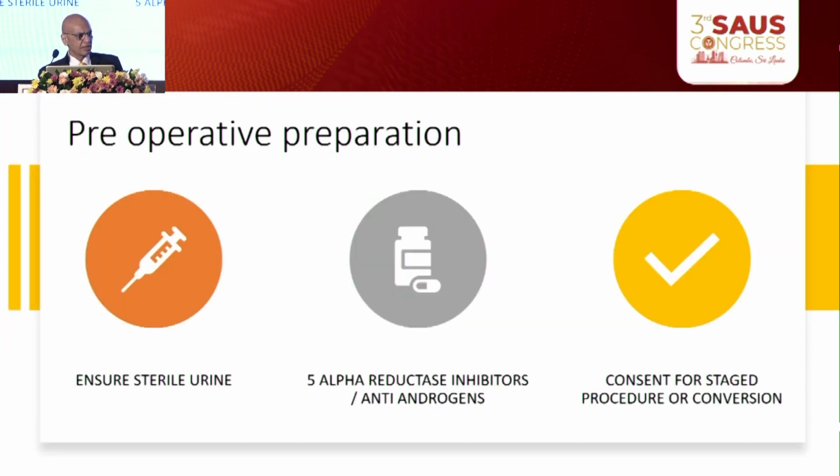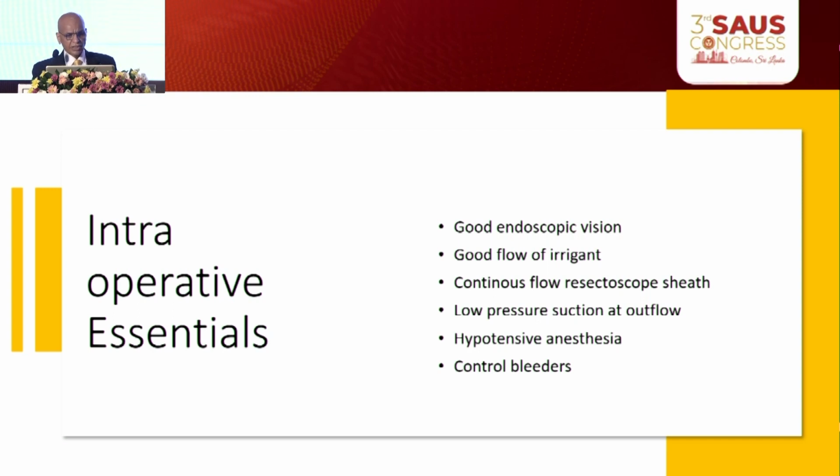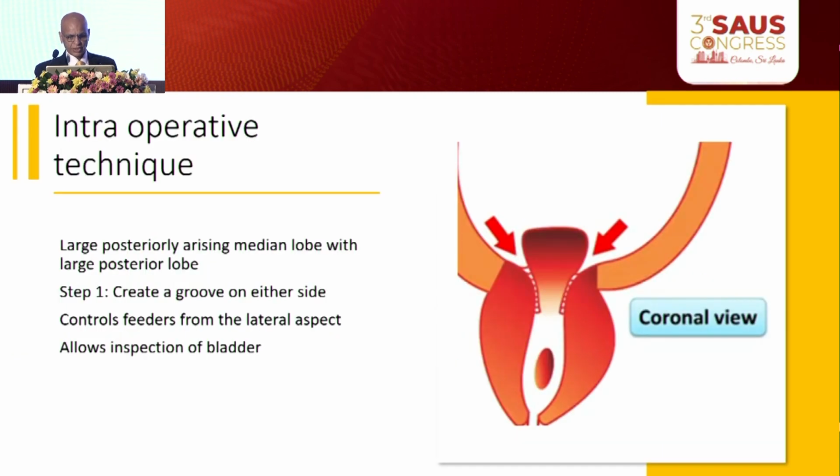When we assess this patient and we are taking him up for a surgery, we need to ensure that the urine is sterile, because obviously an infected prostate would tend to ooze or bleed more. In the waiting time between the OPD and the surgery, we could use 5-alpha reductase inhibitors and anti-androgens to keep the blood flow to the prostate reduced, and of course consent for a staged procedure. The intraoperative essentials would be good endoscopic vision, good flow of irrigant, use of continuous flow, which is now almost routine, low pressure suction at outflow if required, hypotensive anesthesia, and of course control bleeders early.